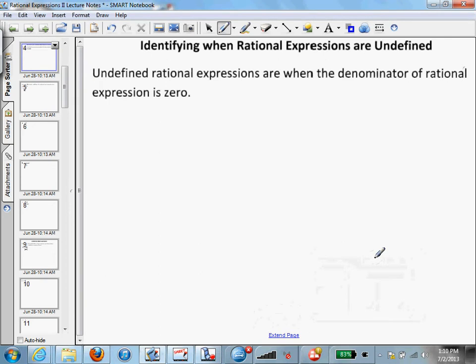Hello and welcome to a discussion on identifying when rational expressions are undefined. So undefined rational expressions are when the denominator of a rational expression is equal to 0. That means the denominator would be 0 with anything on top, making it undefined.